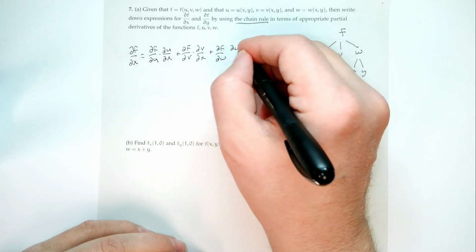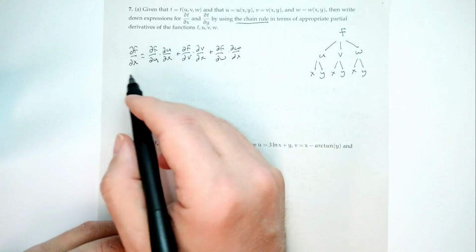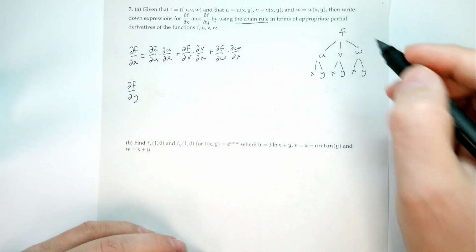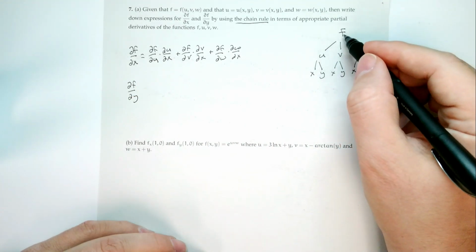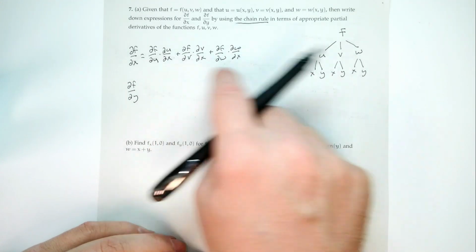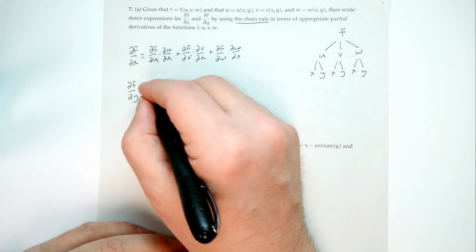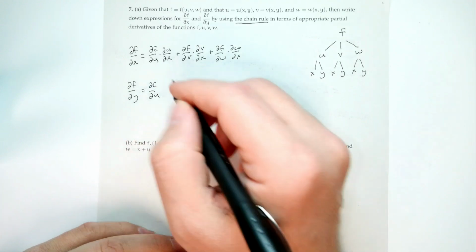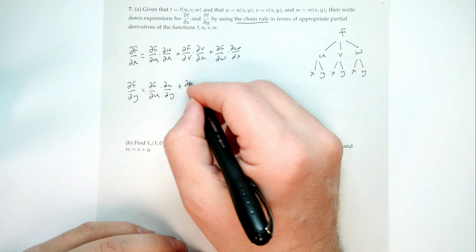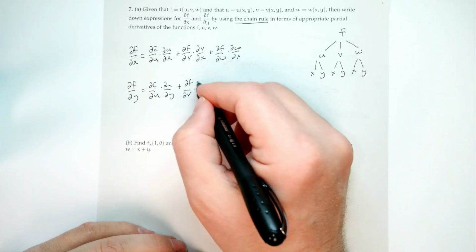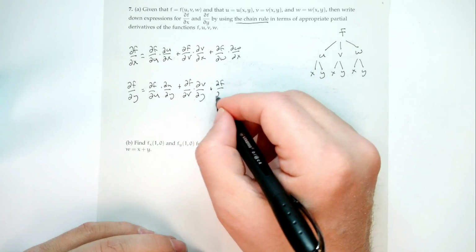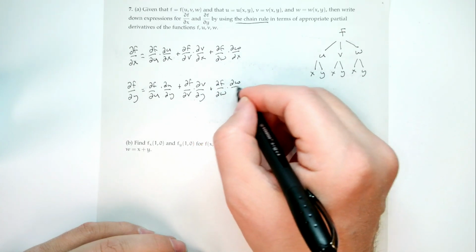All right, good. So that's the one for partial f partial x. How about partial f partial y? Well, it's going to be the same thing. In fact, the only change that happens is wherever there was an x, we put a y. So that's partial f partial u, partial u partial y, partial f partial v, partial v partial y, partial f partial w, partial w partial y.